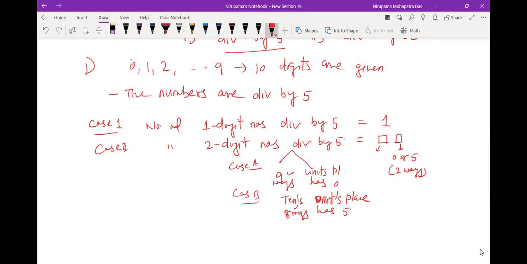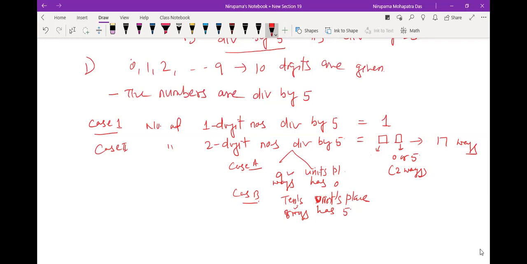Seventeen. So you can have 17 ways for this place. Is it clear to you? I have taken the cases like this. Even if you are writing 0 or 5 as two ways, for this place you have to actually think, because of this plus 0 or 5.